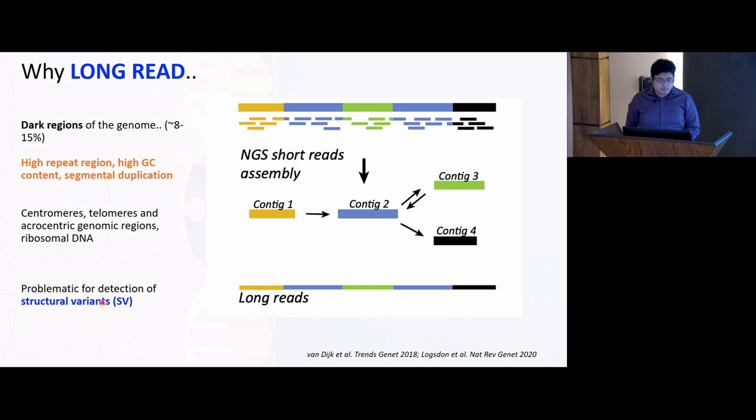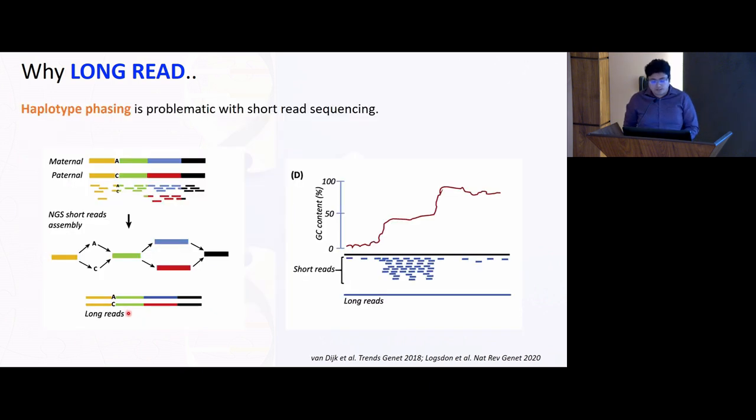And therefore, short reads are also problematic for detection of large structural variation, which can be detected using long-read sequencing. Another problem is haplotype phasing.